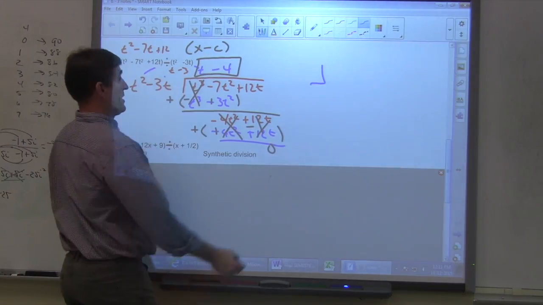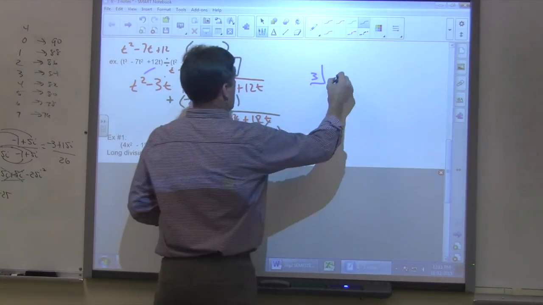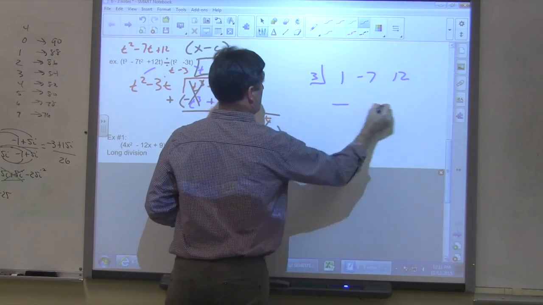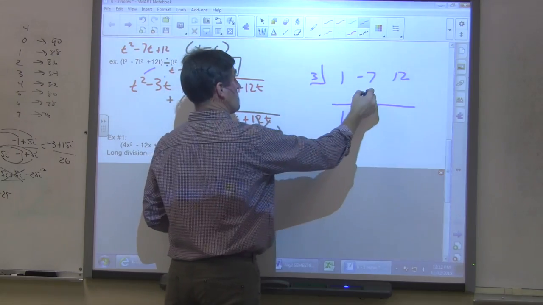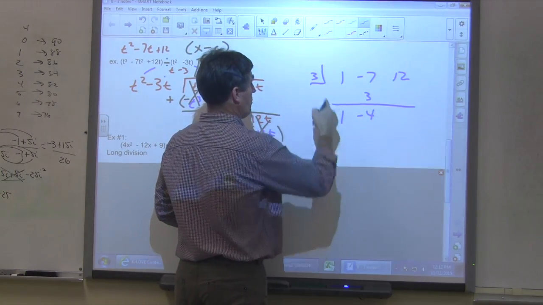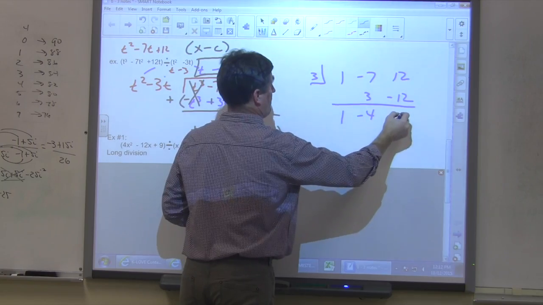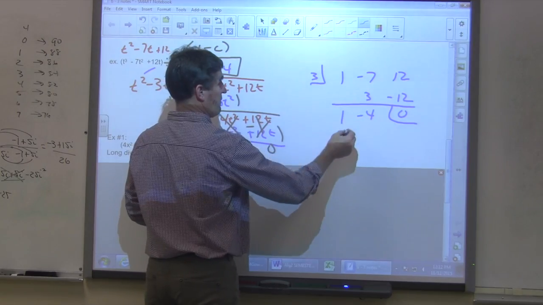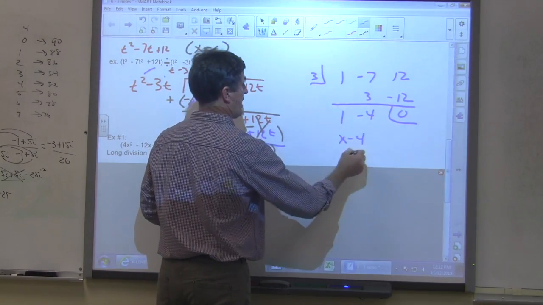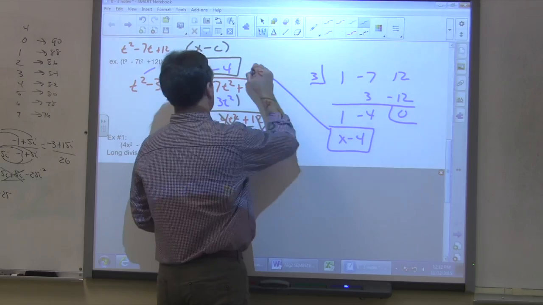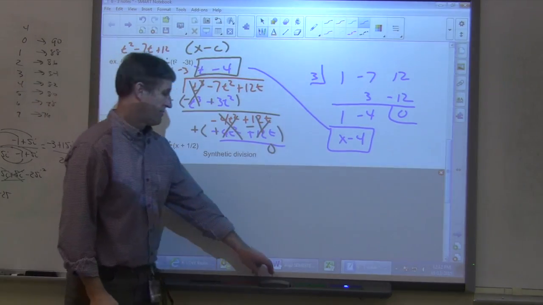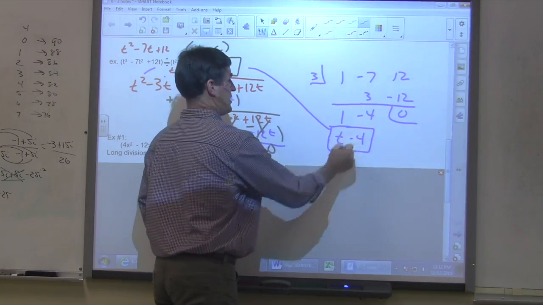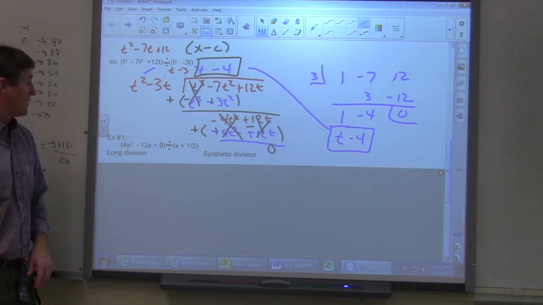So it's the opposite of this, so 3. And then 1, negative 7, 12. Bring down the 1. 3 times 1 is 3. Negative 4. 3 times the negative 4 is negative 12. And so we get 0. Remember, the last number is your remainder. Constant, first power. So this would be x minus 4. And we get the same thing. Actually, this would be a t, because it was t. But t minus 4.